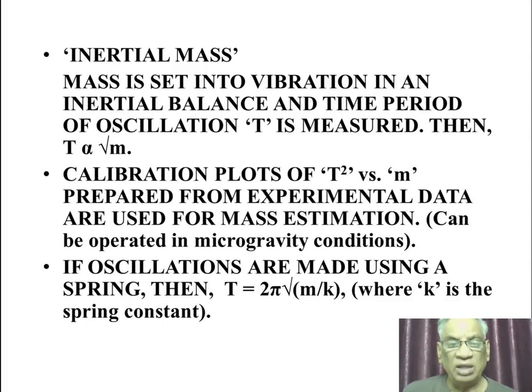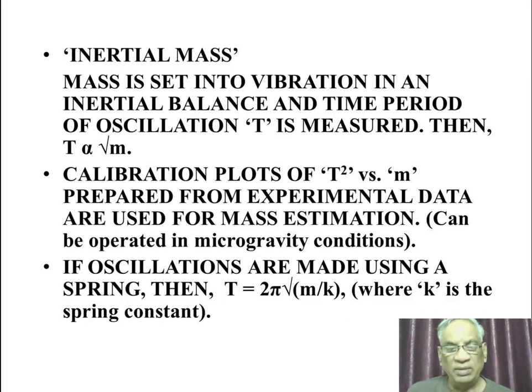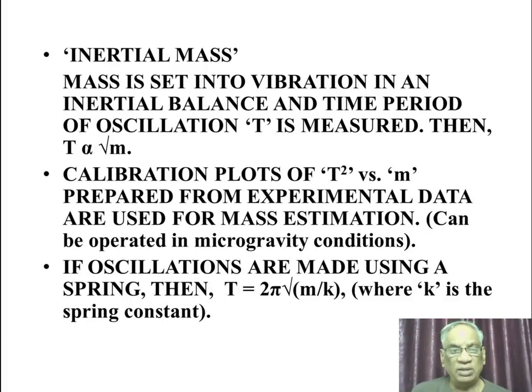If the oscillations are done using a spring, then the time period is given by T equals 2π root m by k, where k is the spring constant and m is the mass. So using the time period value, you can determine the inertial mass.